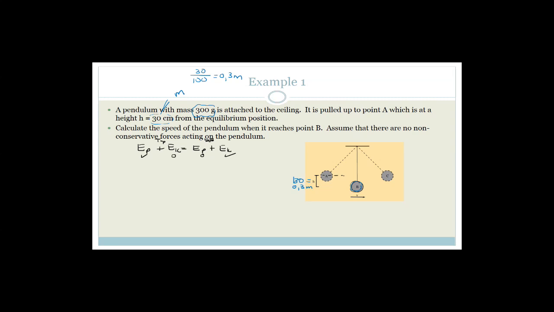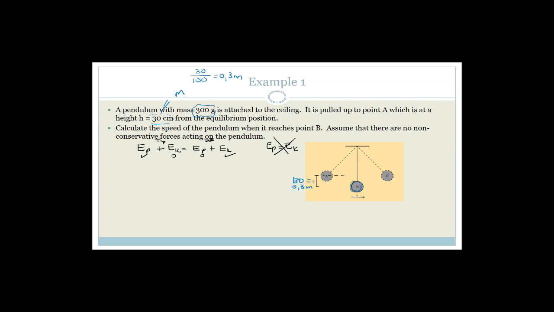Now, grade 12, you need to be very, very careful, because if you wrote with your first line that EP is equal to EK, you will be marked incorrect. You'll be marked wrong, because that's not strictly true.